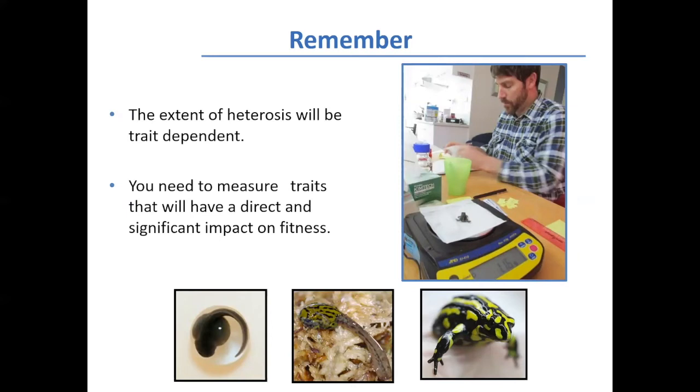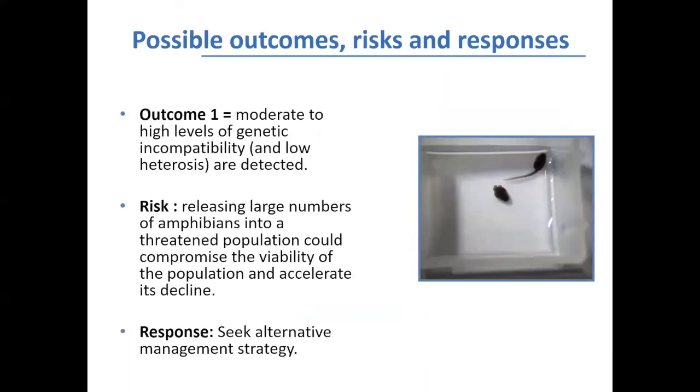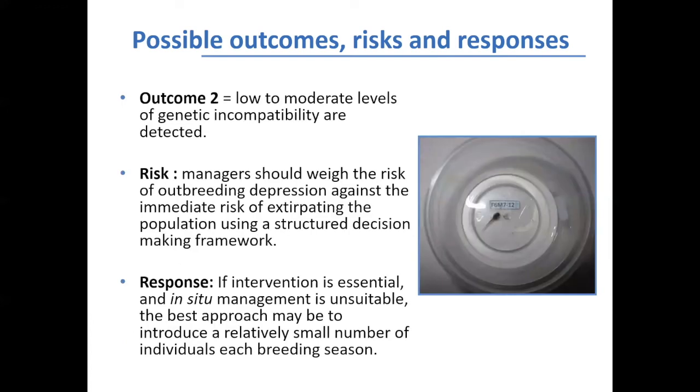So after you run your experiments, what possible outcomes and responses might you see? At one end of the spectrum, you may get evidence for moderate to high levels of genetic incompatibility and low heterosis. If this is the case, there's a real risk that mixing populations could compromise the viability of a target population and accelerate its decline. In response, managers should seek alternative management strategies.